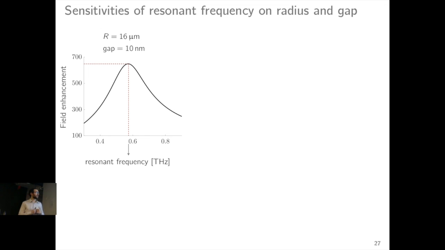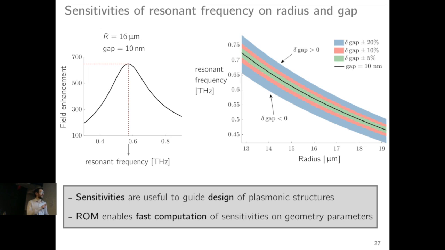And one question that we could ask is, okay, what is the sensitivity of this resonant frequency to variations on both the radius and the gap? And this is precisely what I'm showing in this slide. So in the plot on the right, you see as a variation of the radius, the black line corresponds to the resonant frequency when the gap is exactly 10 nanometers, and the subsequent intervals correspond to the sensitivities of this resonant frequency as soon as you prescribe variations on the gap of 5, 10, and 20%.